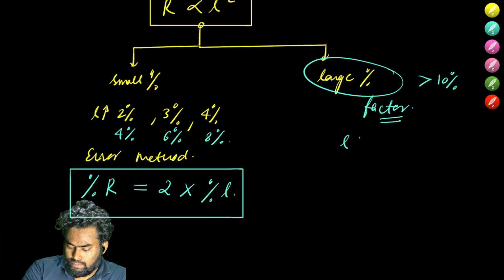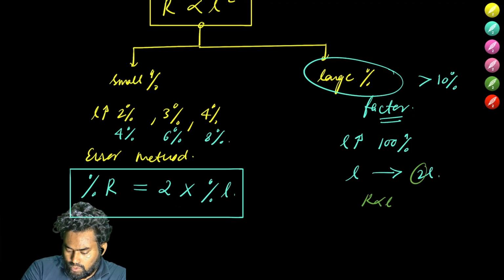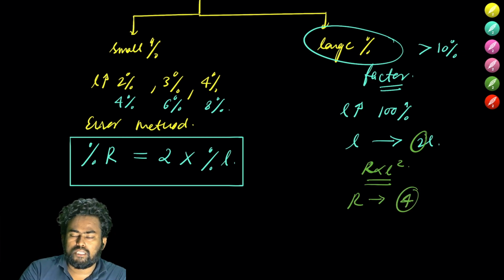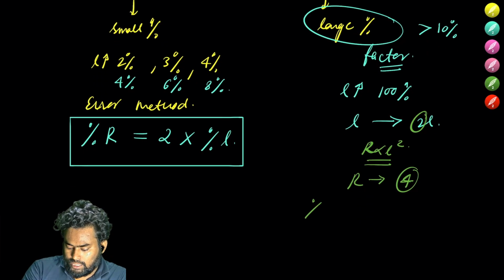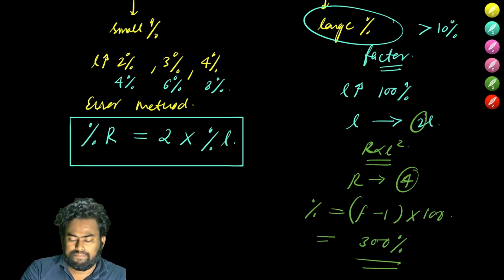Okay, let's see one example. Length increased by 100%. So L is there, and final will become 2L. So what is the factor here? 2. R is proportional to L square, so 2 is the factor of L. R will increase by a factor of 2 square, which is 4. Now the percentage formula is (factor minus 1) into 100, so it will become 300%. This is our percent formula.